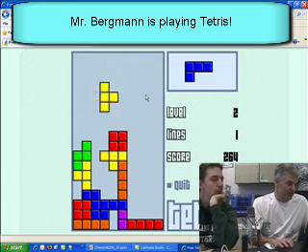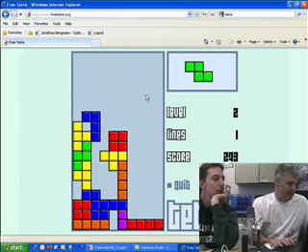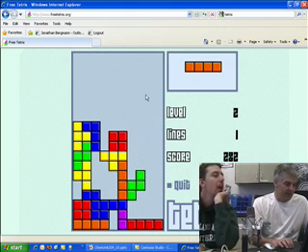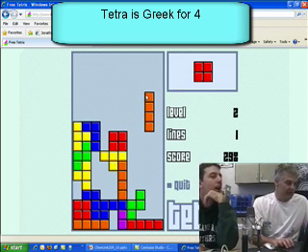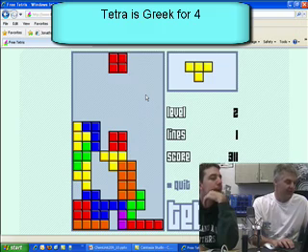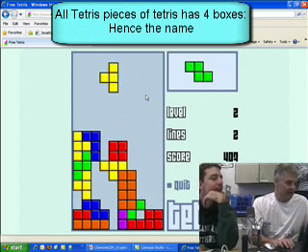Tetris is a cool game. So why are we playing Tetris in the chemistry lesson? Because we're going to be talking about tetrahedral substances. Hey, what does Tetra mean? Well, Tetra means 4, and something interesting about this is that all of the Tetris pieces have 4 boxes.